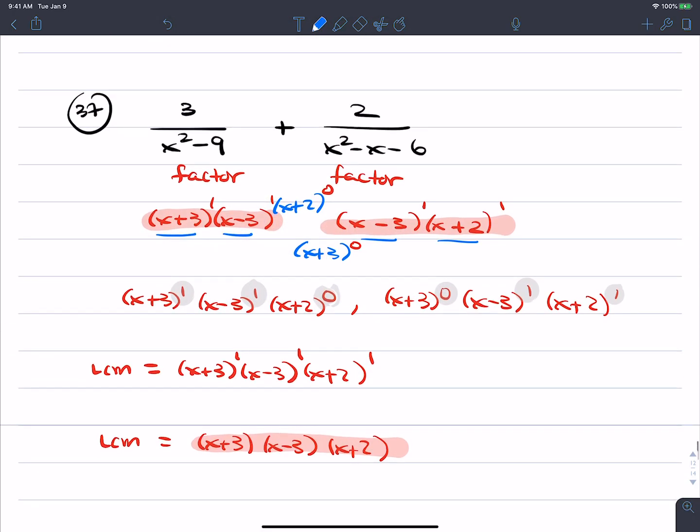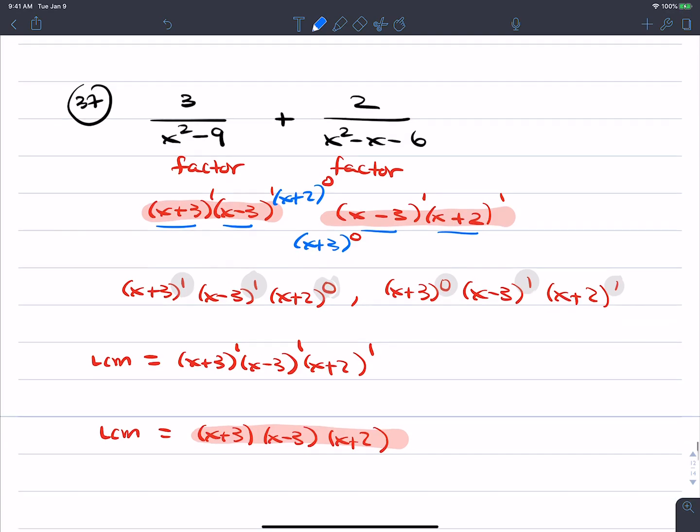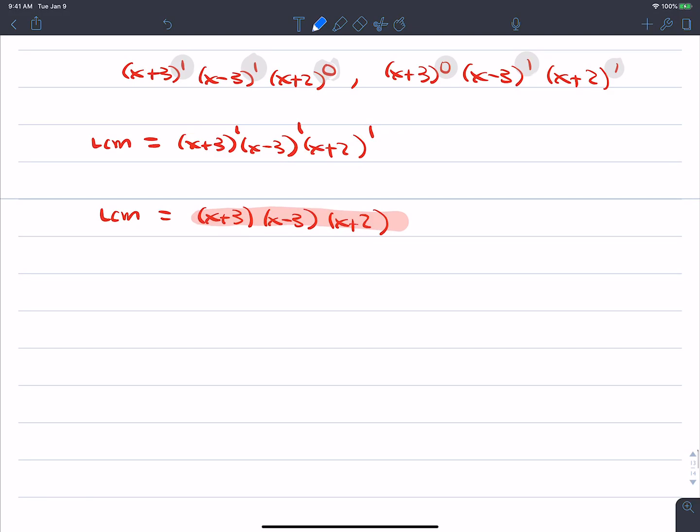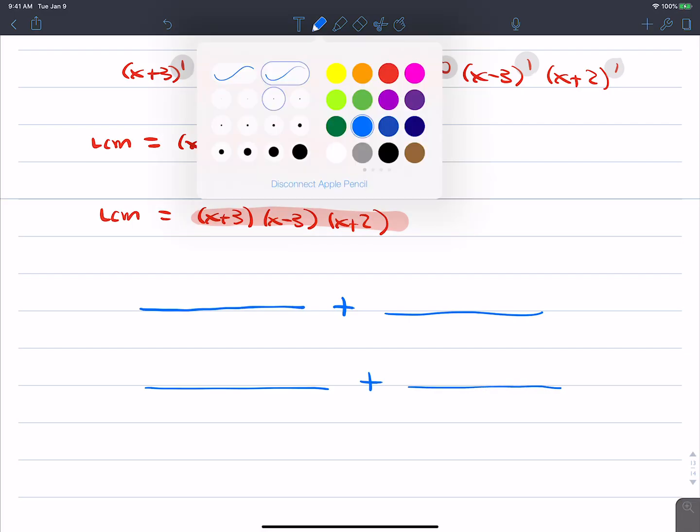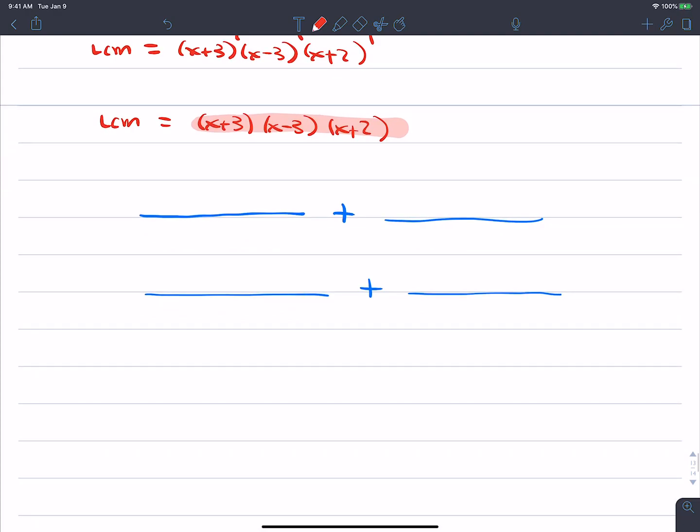Here's your LCM. So here we go. Let's write down the LCM here. x plus 3, x minus 3, times x plus 2. x plus 3, times x minus 3, times x plus 2.